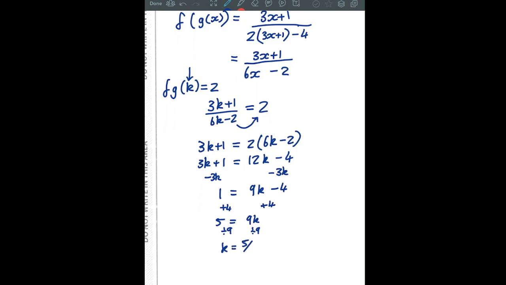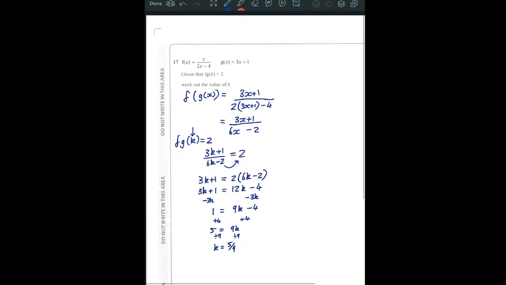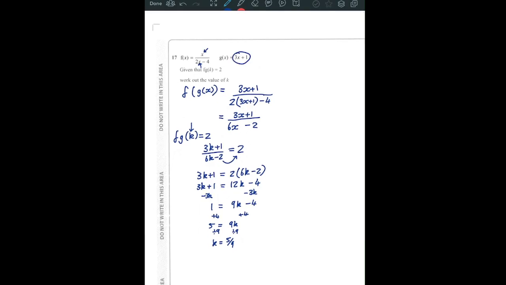K is 5/9. Not a nice answer. No reason it should have been. But it's unpleasant enough that I want to check it in a very careful way. Well, if I go back to the original problem, if I put K into G and then put that answer into F, I should expect an answer of 2.